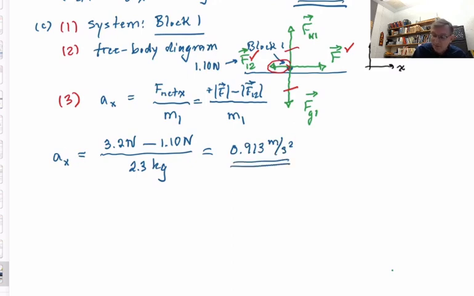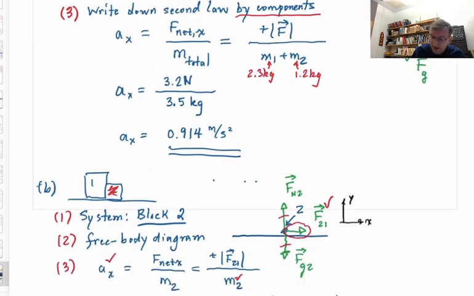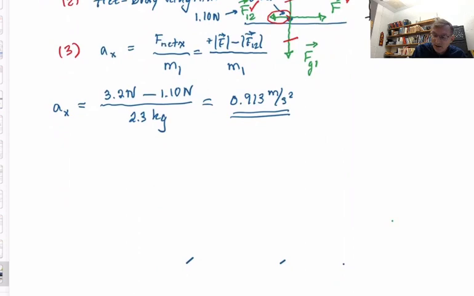Remember when I solved in part A of the problem, when I applied Newton's second law to a different system, the two blocks together, I got 0.914. Now I applied Newton's second law to a different system, block 1 only, but I still got the acceleration, and 0.913 is good agreement with 0.914. So everything's consistent and makes sense. You see what I'm saying? All right, well, there's one more part.